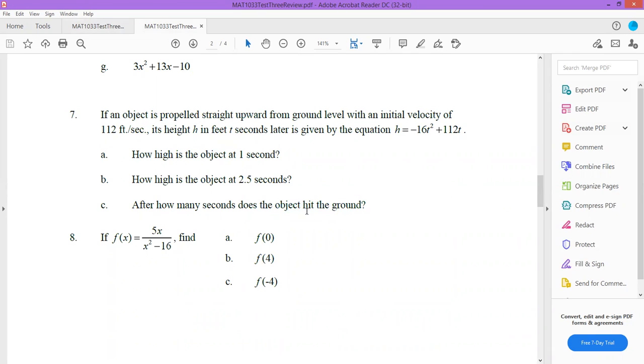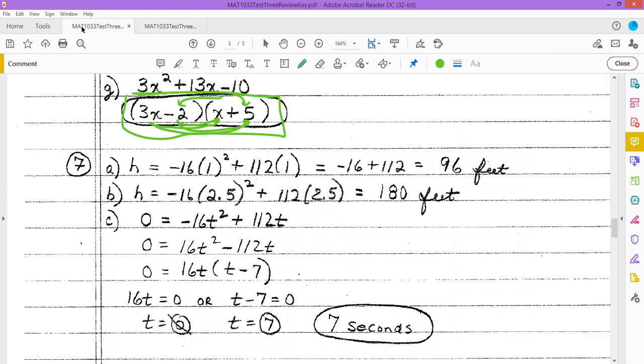So this is when the height is 0. We're using this function, h equals negative 16t squared plus 112t, and we're substituting 1 for t in part A, and for part B, we're substituting 2.5 for t. For part C, we're substituting 0 for the height. All right, so looking at letter A, we substitute 1.